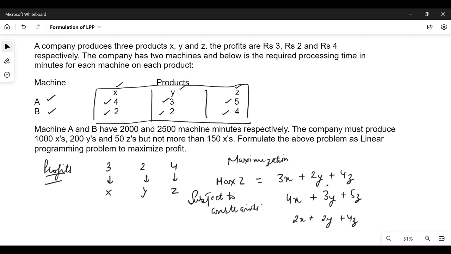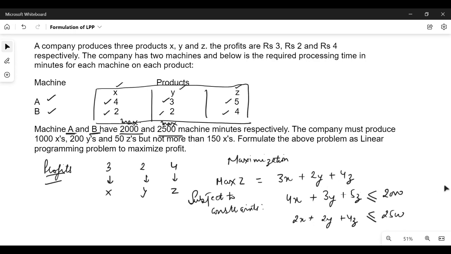Now what are the total machine minutes available? You can see here that machines A and B have 2000 and 2500 machine minutes. What does this mean? On machine A we have 2000 machine minutes, meaning machine A is used for this much time period. It can be less than or equal to, but it cannot be more. So again this is a case of maximum machine minutes, and machine B again is a case of maximum, that is 2500. So machine B also we use for less than or equal to 2500.